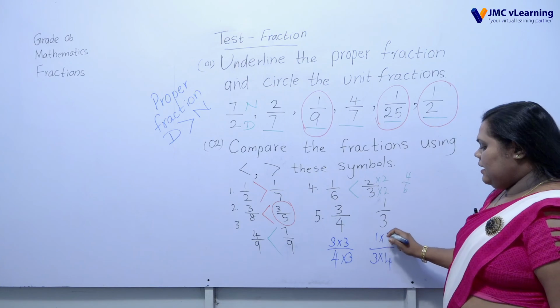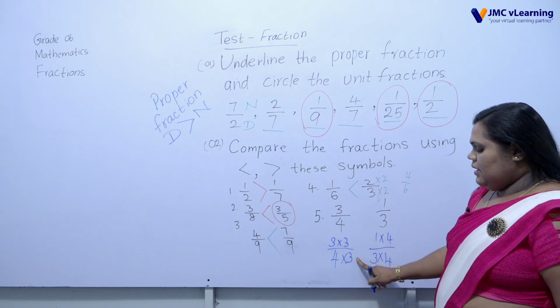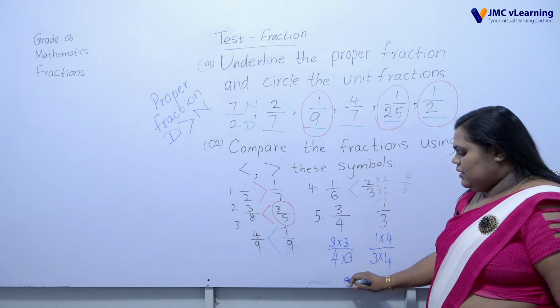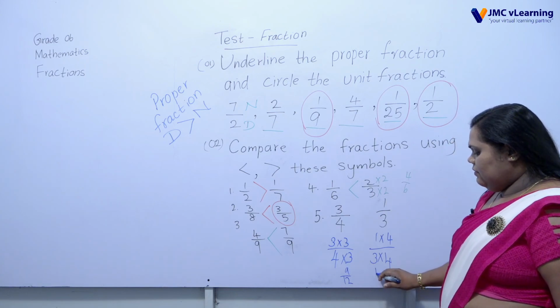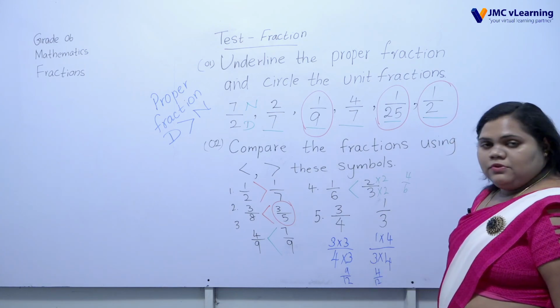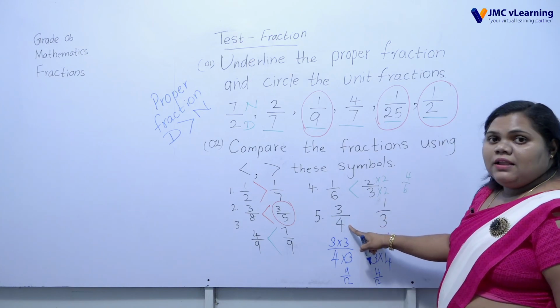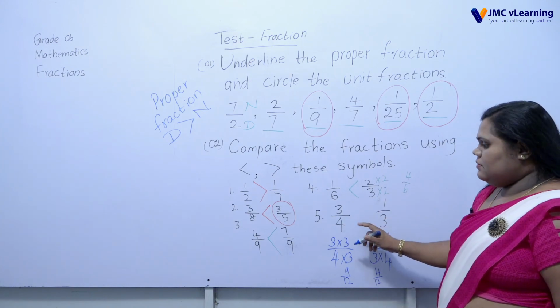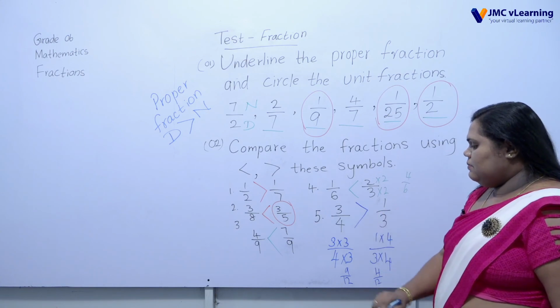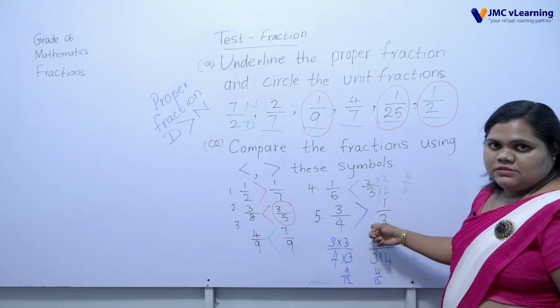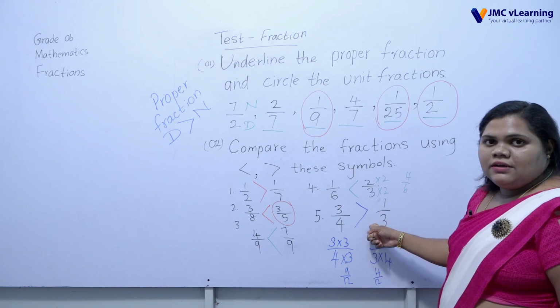Here, what is the answer? 9 out of 12 here, 4 out of 12. It means 3 out of 4 is the larger fraction. So we want to put the symbol like this. Are you clear, children? Okay.